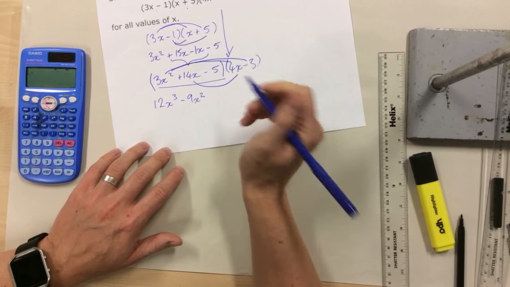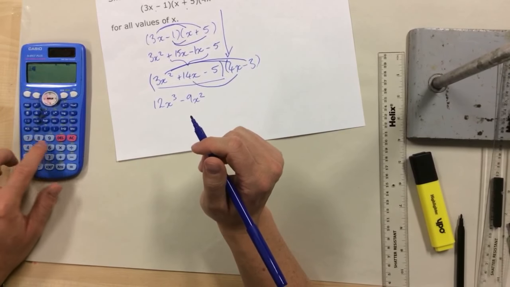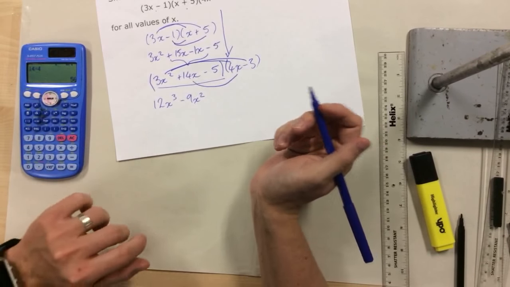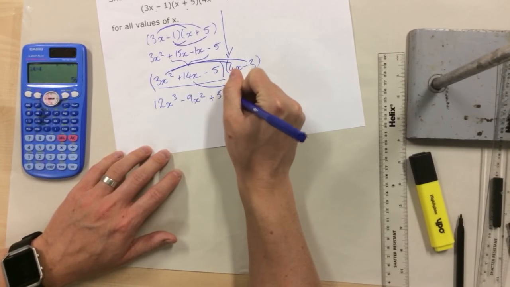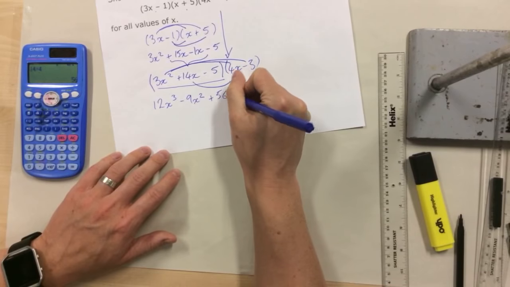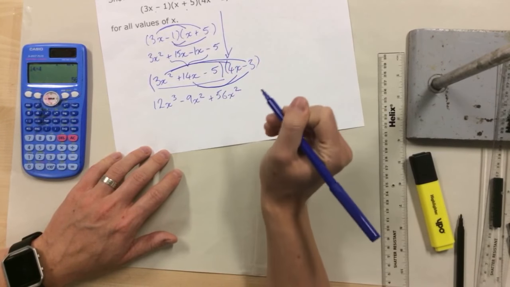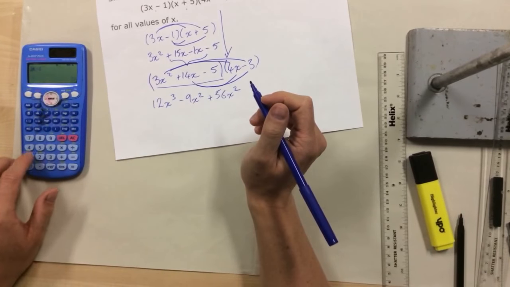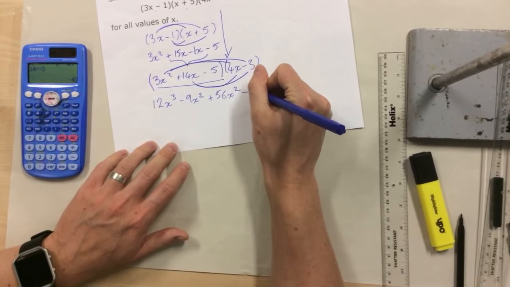14x times 4. Remember, it is not a test of your mental arithmetic. You can do 14 times 4 on your calculator if you need to. I will double check. And it is 56. So 14 times 4 is plus 56. And remember, it's x times x, so that is x squared. And 14 times negative 3. Once again, don't be a hero. 14 times negative 3 is negative 42.